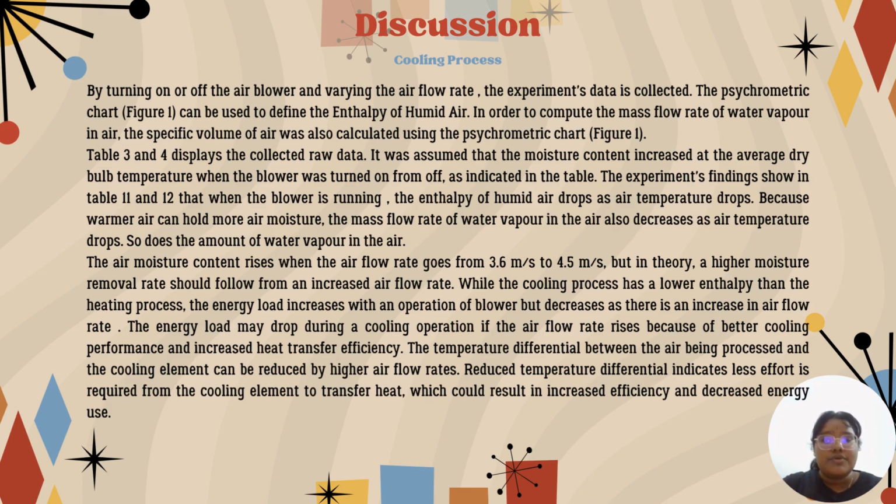The experiment's findings in Tables 11 and 12 show that when the blower is running, the enthalpy of humid air drops as air temperature drops. Because warmer air can hold more moisture, the mass flow rate of water vapor in air also decreases as air temperature drops. So does the amount of water vapor in the air. The air moisture content rises when the air flow rate goes from 3.6 meters per second to 4.5 meters per second. In theory, a higher moisture removal rate should follow from an increased air flow rate, while the cooling process has lower enthalpy than the heating process.